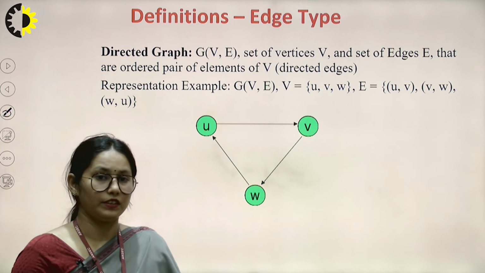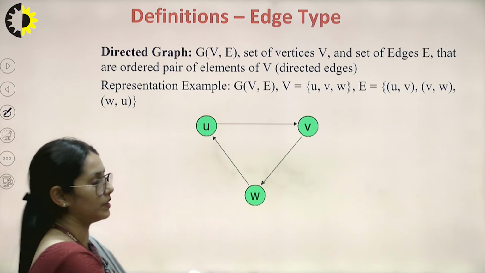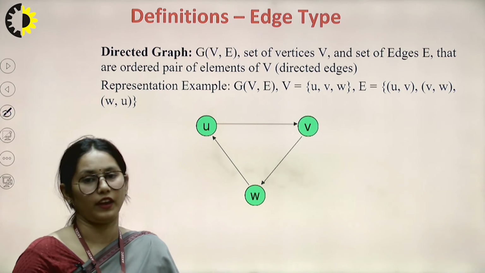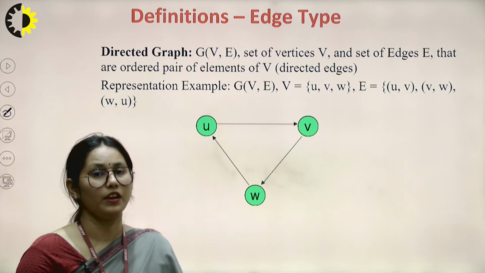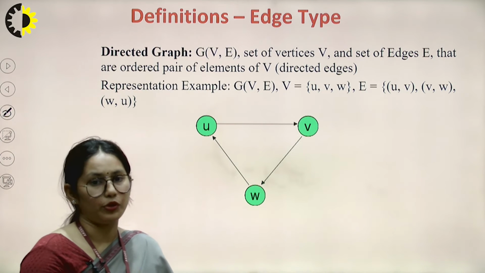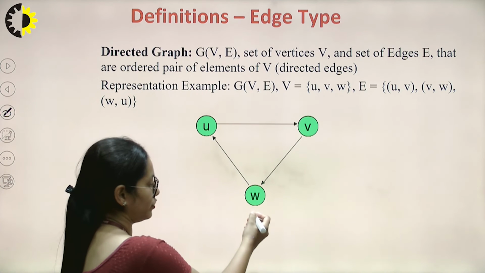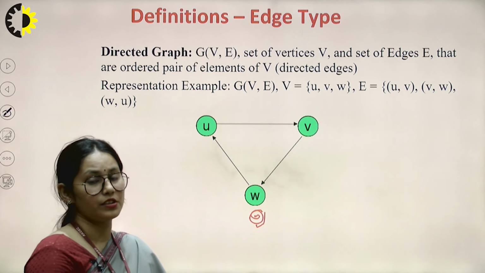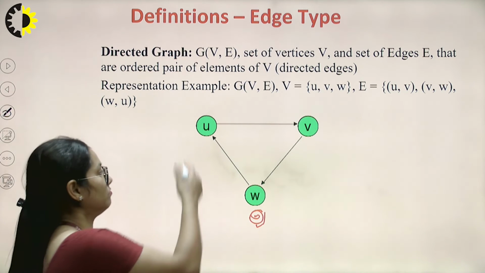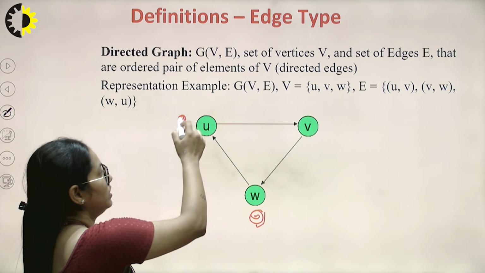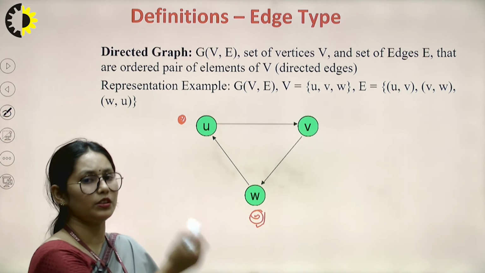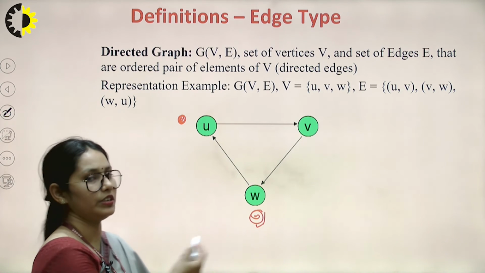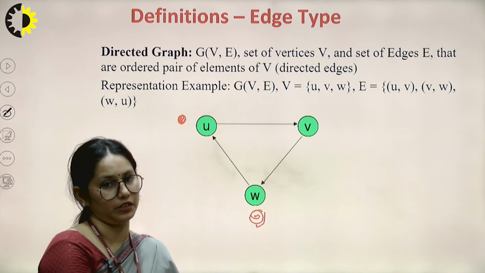So here in this particular example, you can see there are 3 nodes, and all these 3 nodes are connected with an edge, and that particular edge has a direction. So if I want to traverse to vertex W, I start from, let's say, U, this is my starting point. So I have the direction now. Whenever I have a direction, I can only go in that particular direction.